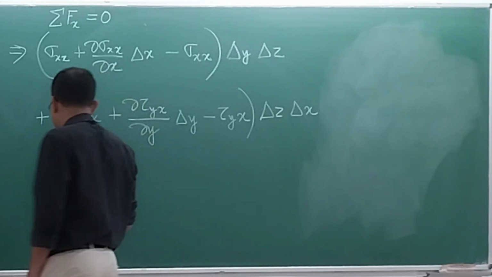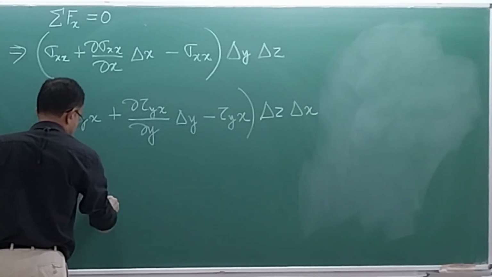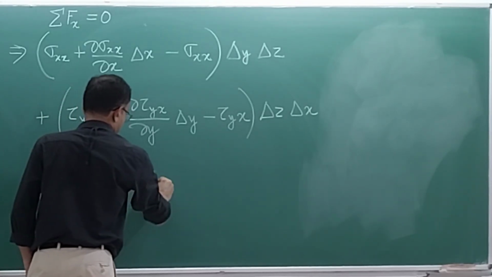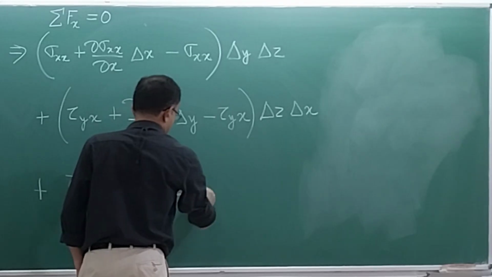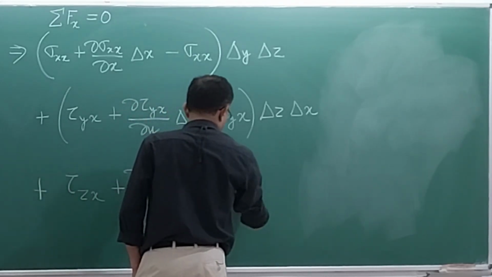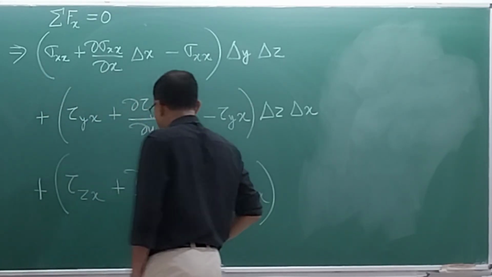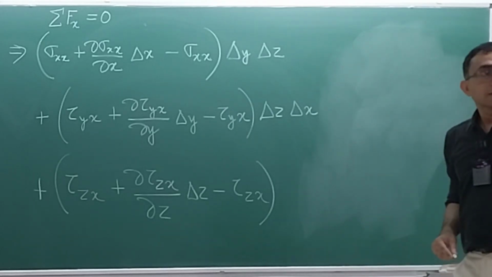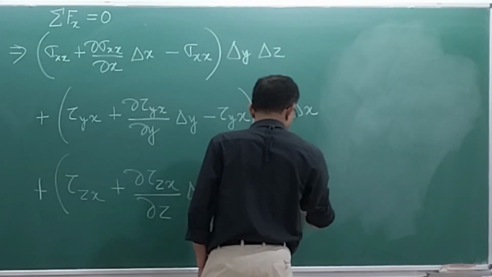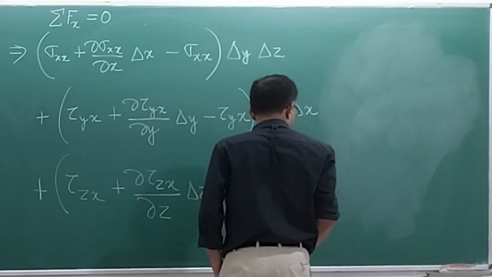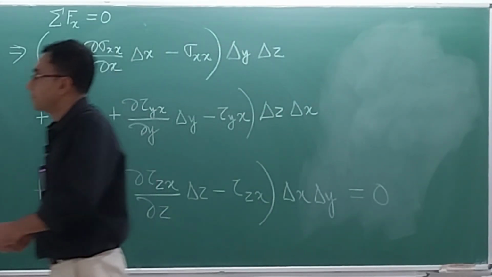And finally, the same thing we are going to do for the tau zx. This will be multiplied by which area? Delta x, delta y. This thing should be equal to 0. Okay.